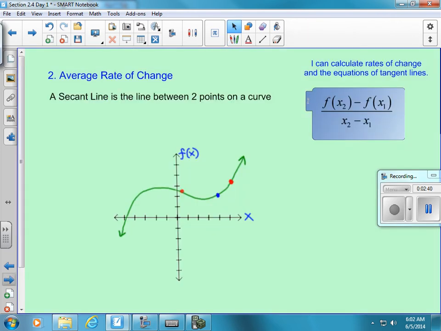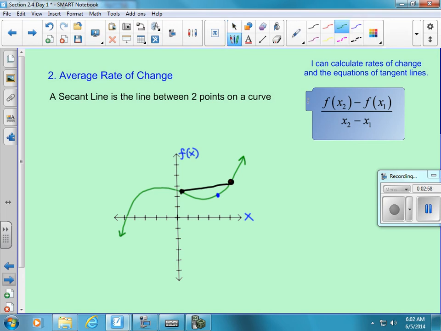It's basically the slope. Now, the slope between 2 points on a curve is also called a secant line. Hopefully you learned that in geometry, because I'm not here to teach you about secant lines. This is called the average rate of change.